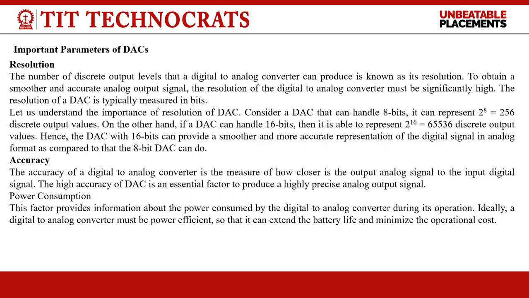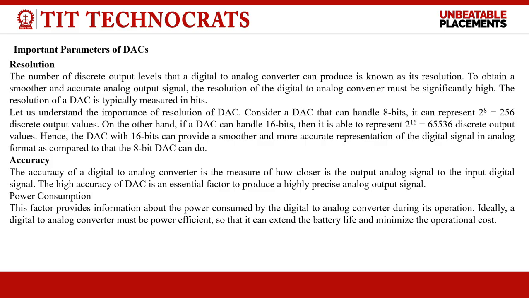Now the important parameters under the DAC are, first, resolution. The number of discrete output levels that a digital to analog converter can produce is known as resolution. To obtain a smoother and more accurate analog output signal, the resolution of the digital to analog converter must be significantly high. The resolution of DAC is typically measured in bits. Let us understand the importance of the resolution of DAC.